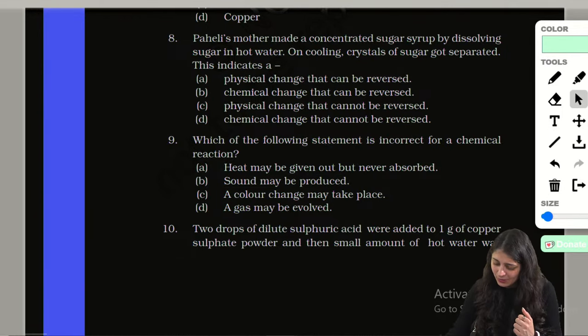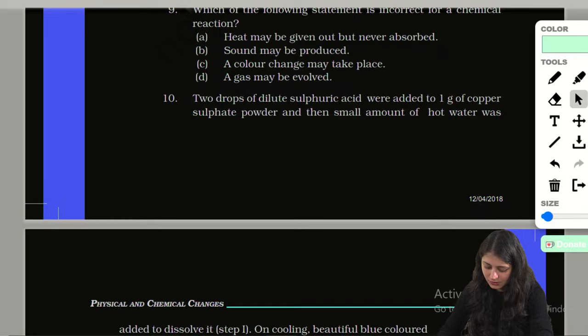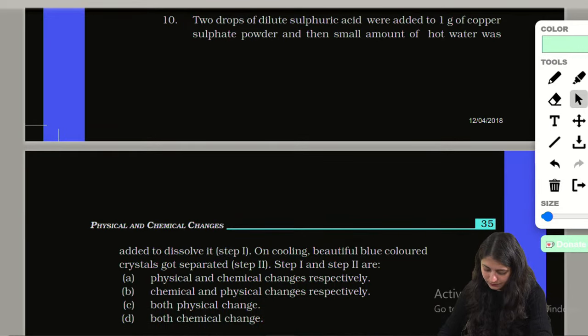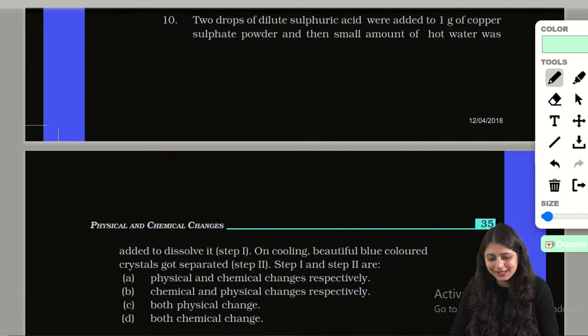Chaliye. Moving on to the 10th question. Two drops of dilute sulfuric acid were added to 1 gram of copper sulfate powder and then a small amount of hot water was added to dissolve it. On cooling, beautiful blue colored crystals got separated. Step 1 and 2 are physical or chemical changes? Both physical, both chemical. Achha question hai.